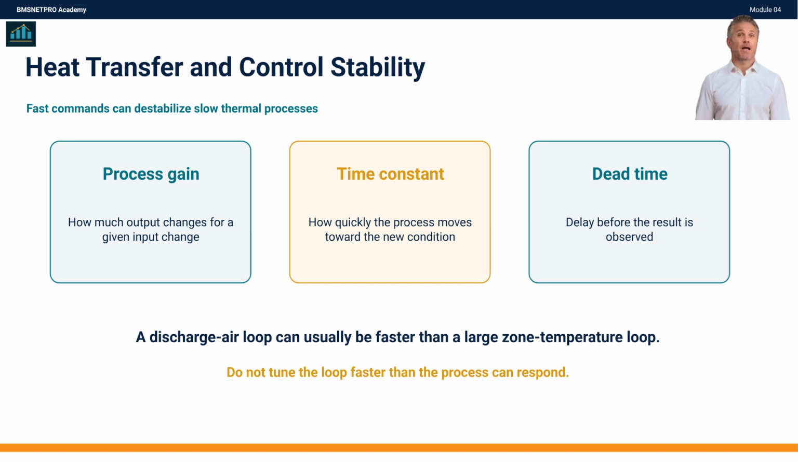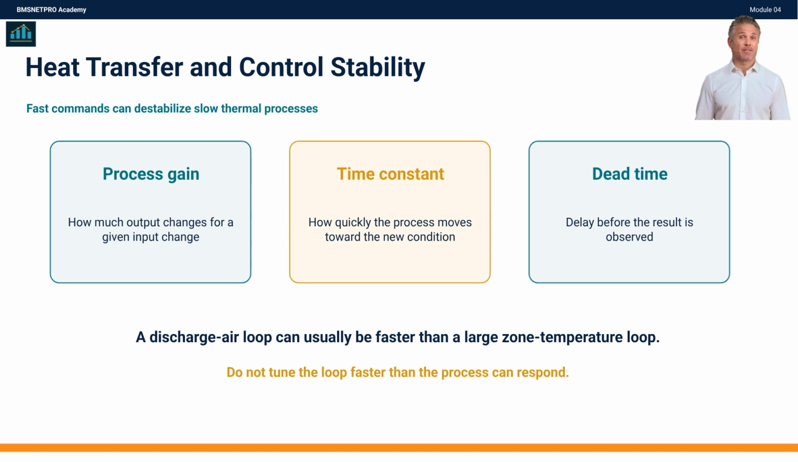Process gain tells us how much the output changes for a given input change. Time constant tells us how quickly the process moves toward the new condition. Dead time is the delay before the response is even visible. A discharge air temperature loop can usually respond faster than a large zone temperature loop because the sensor is closer to the controlled process. A concrete building zone responds much more slowly.